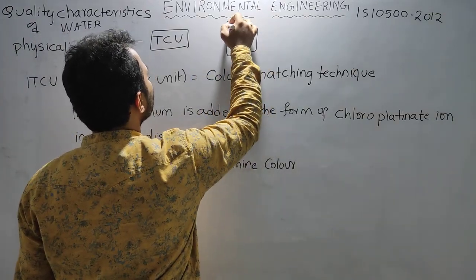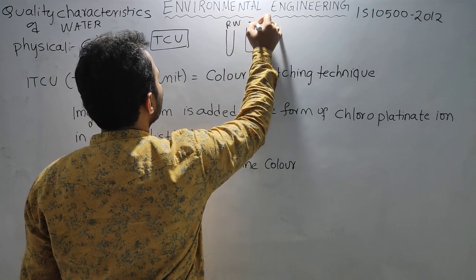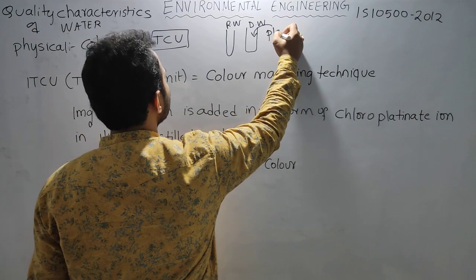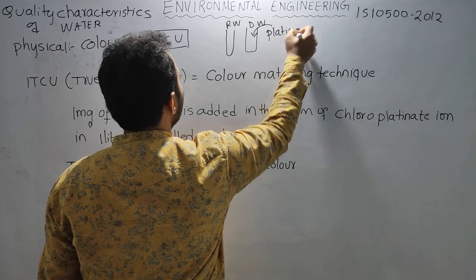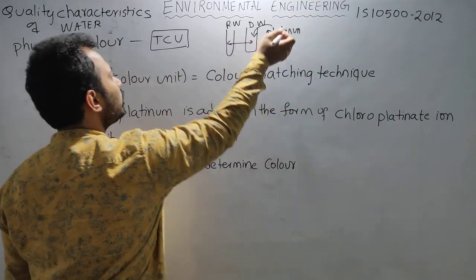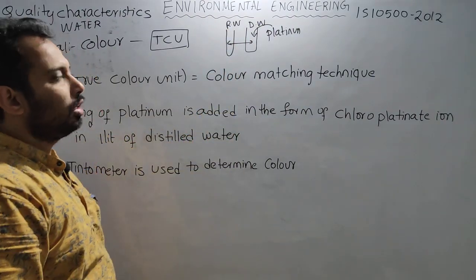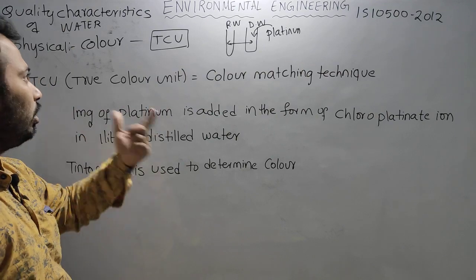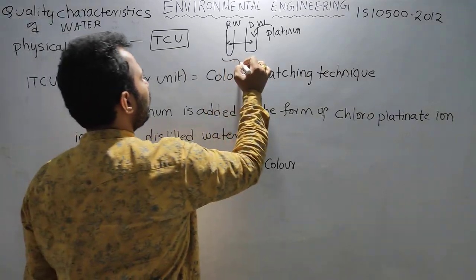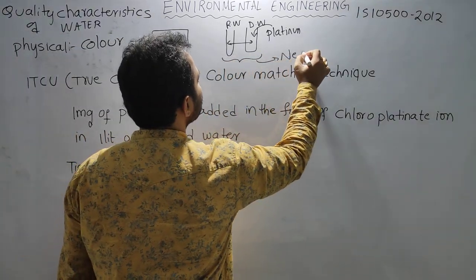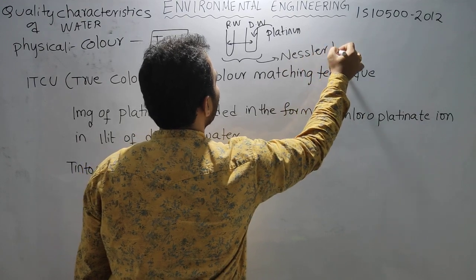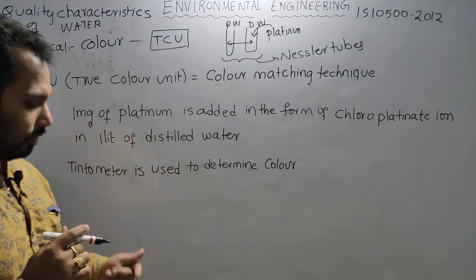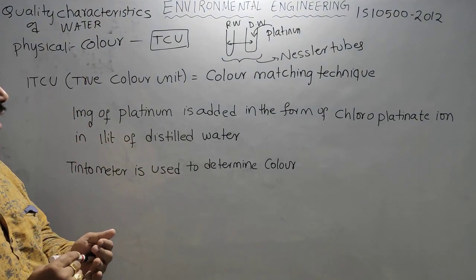One is with raw water, one is with distilled water. So in this distilled water we add this platinum to establish a uniform color. So how much platinum you are adding, that is nothing but the true color unit of this raw water. Okay, so similarly we do. So these tubes are called Nessler tubes. In color we do the color matching technique.